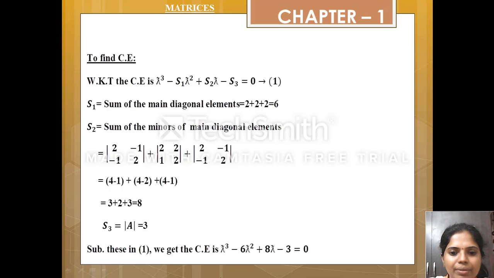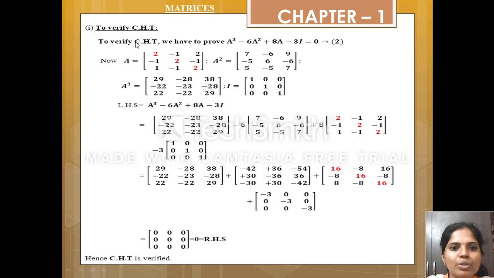The next. To verify the Cayley-Hamilton theorem, we have to prove A cube minus 6A square plus 8A minus 3I is equal to 0. So now we are going to verify. That means we take this LHS, and from the LHS we can derive the RHS. To find this LHS, we need A. A is the given matrix, so no problem.